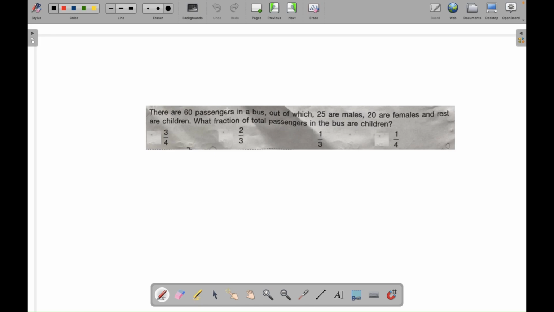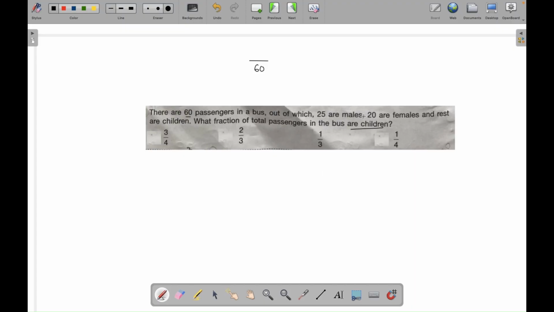There are 60 passengers in a bus, out of which 25 are males, 20 are females, and the rest are children. What fraction of total passengers in the bus are children? Right, so again, what fraction of total passengers? So the denominator must contain total passengers, which is 60 here. Right, the numerator is the number we are interested in. So we are interested in the number of children.